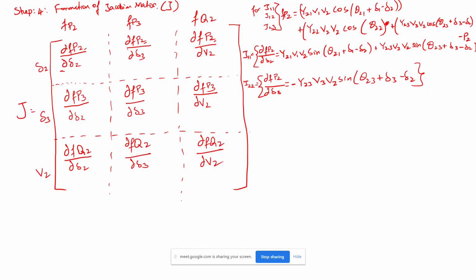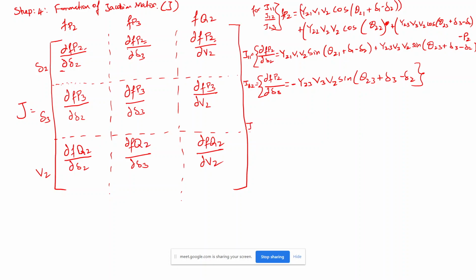Any doubt up to this? Should we use the FP3 formula also? Sorry, it is not J22, this is J12, because I need to take this one only. That is correct, thanks. This is J12. I want to do only P2 because this is my P2 equation. For this P2 equation, with respect to delta 2, delta 3 and V2, I need to do the derivation. So I am only focusing on the first row.